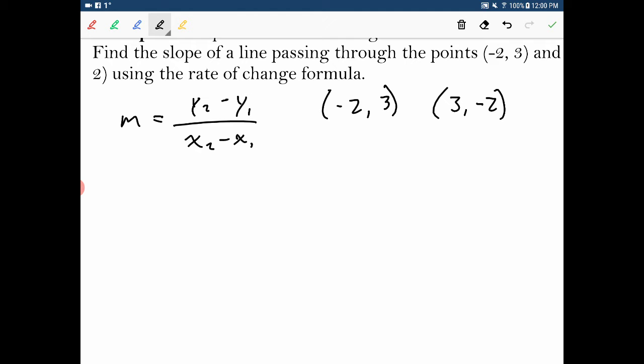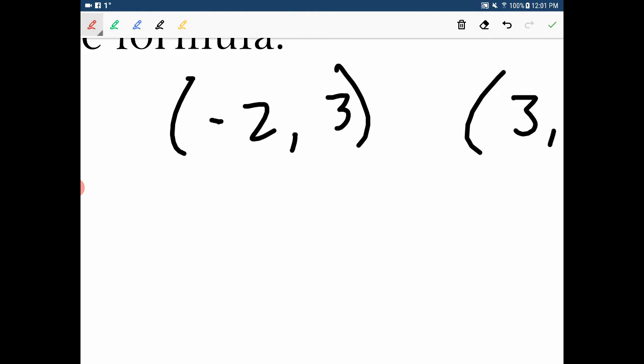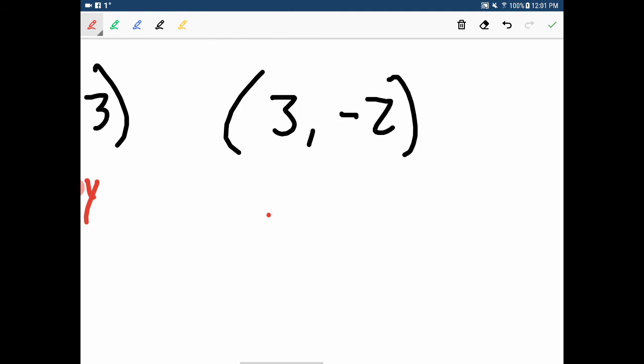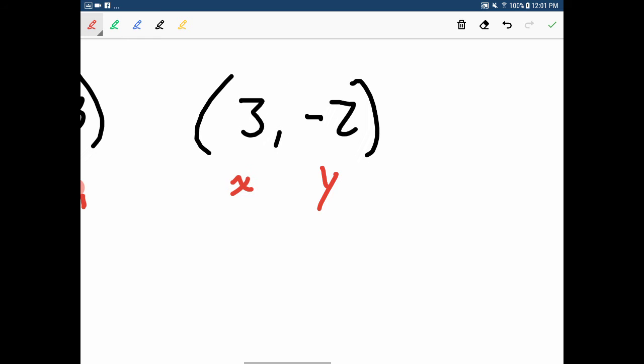Okay, and so what I'm going to do is I'm going to say, all right, this first point, that's the x value, that's the y value. The second point, this was the x value, that was the y value. And now over here we've got point 1, so I'm going to call that x1 and y1. Over here we have point 2, so I'm going to call it x2 and y2.